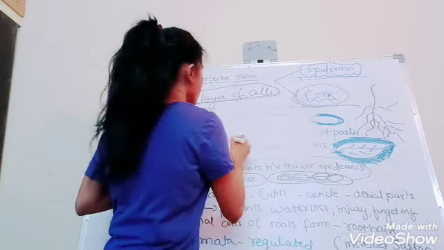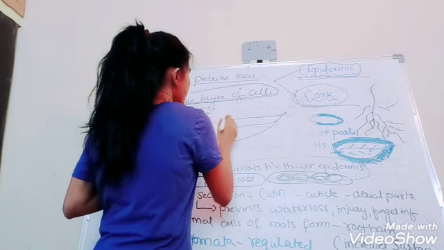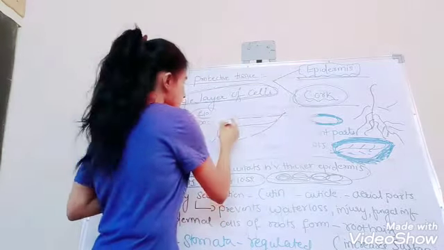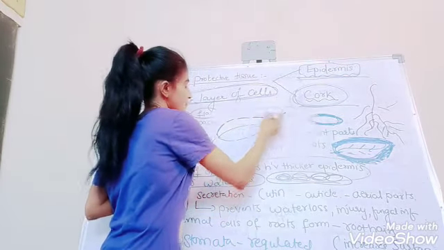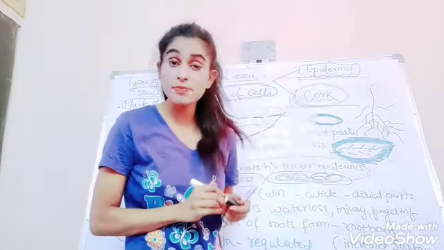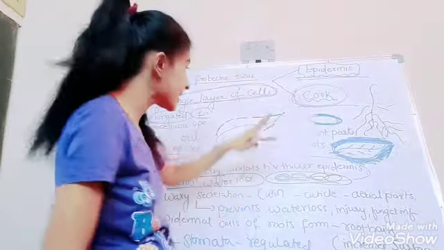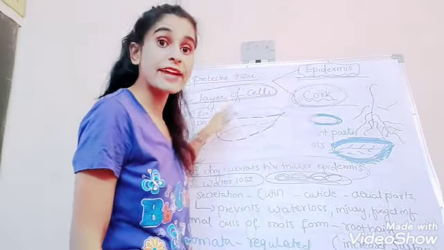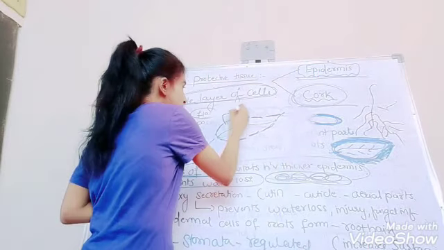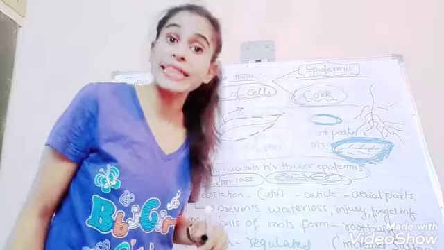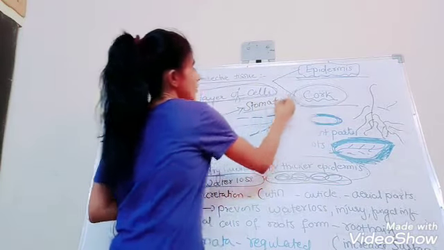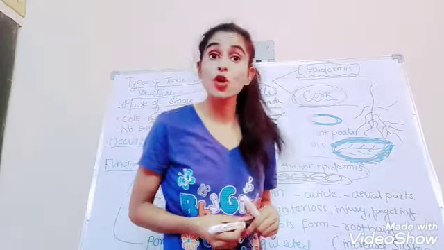Suppose this is a leaf. They leave some places. You can see they left some places. So these epidermal cells are very smart. They didn't cover the entire leaf. They left some spaces in the form of pores, and that pore is called your stomata.